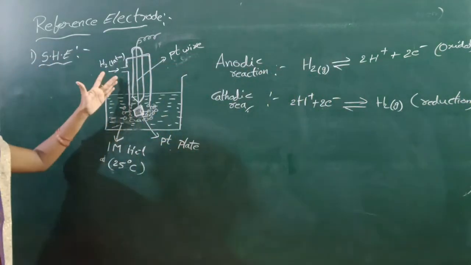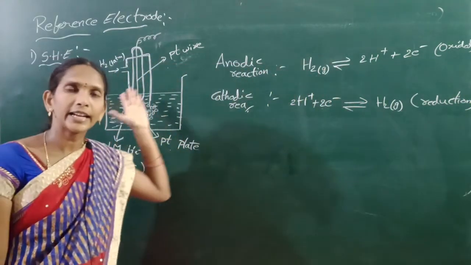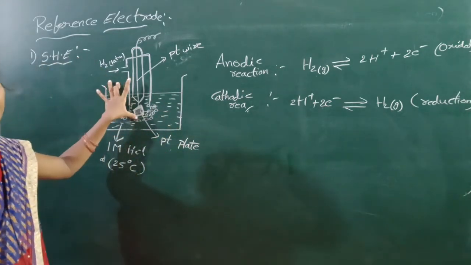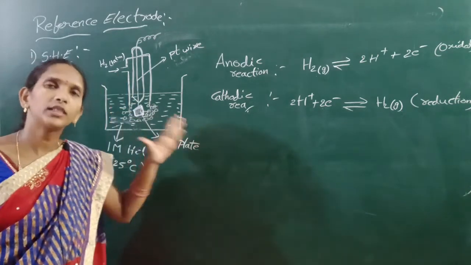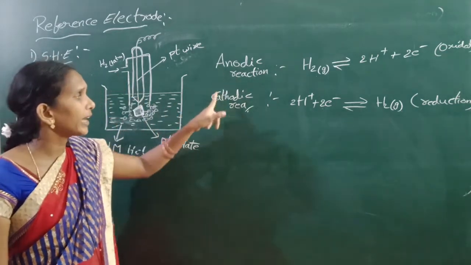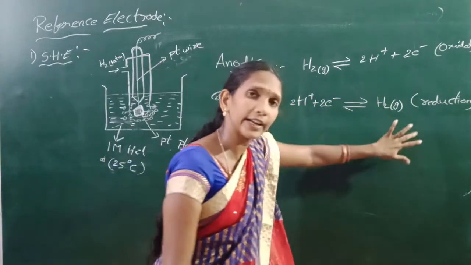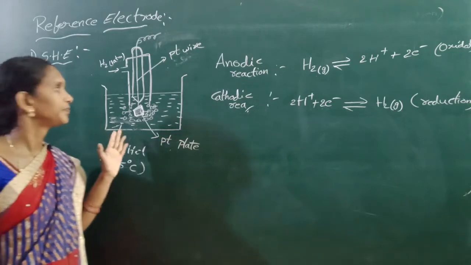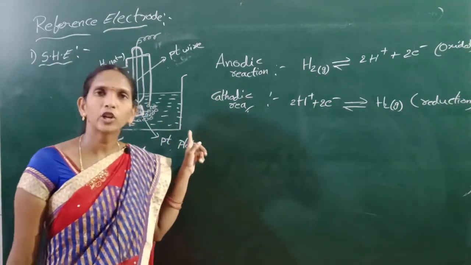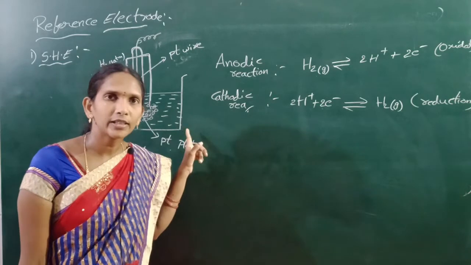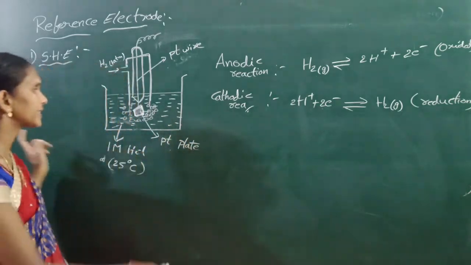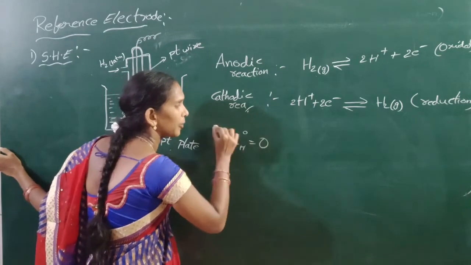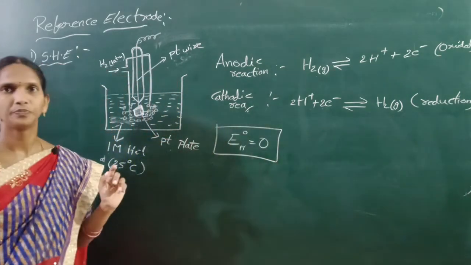In this reference electrode, we have already discussed the sign convention. This reference electrode acts as both anodic and cathodic, that means oxidation and reduction can take place. This standard hydrogen electrode's potential is arbitrarily fixed as 0.